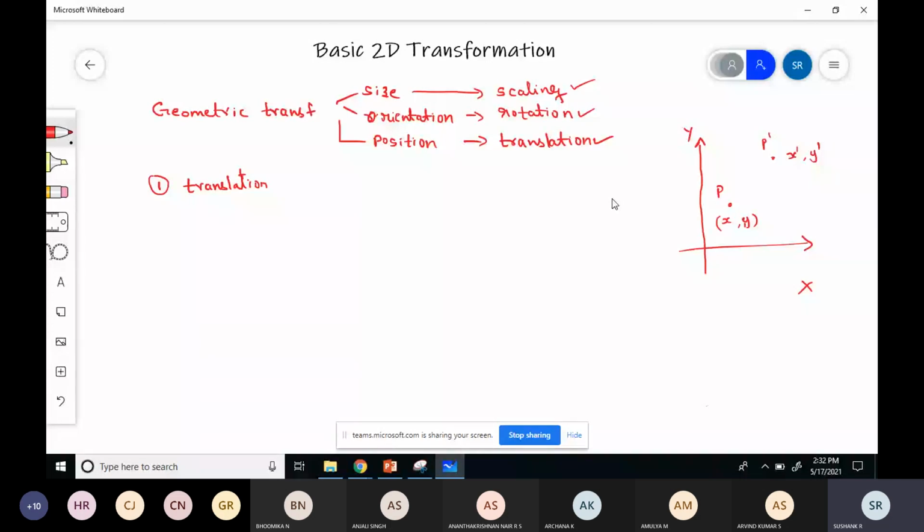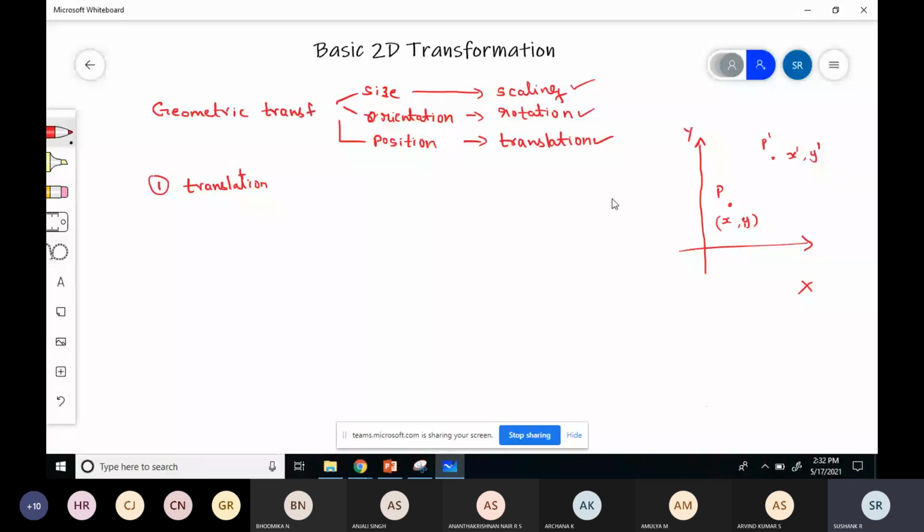Whenever you're changing the angle or rotating an object, you will call it rotation. Whenever you're increasing or decreasing the size of an object, you will call it scaling.